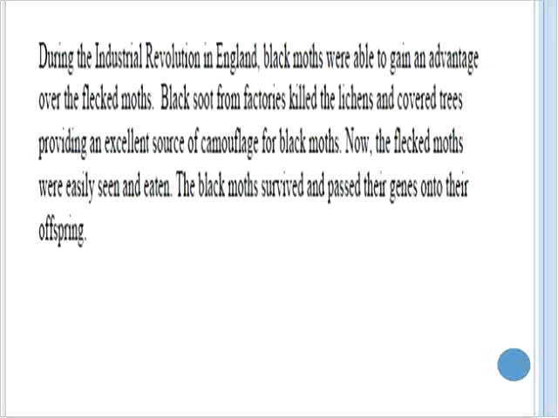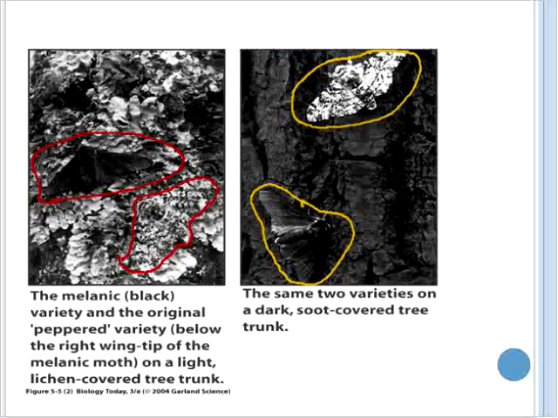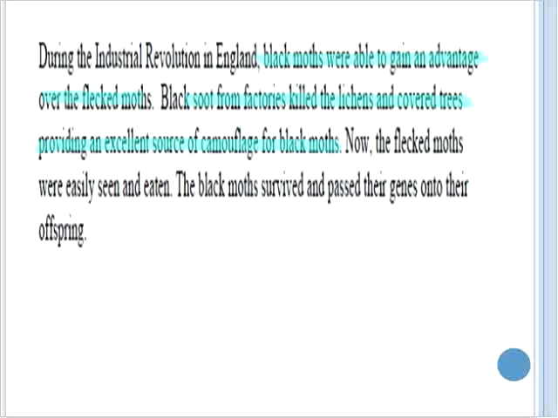When the Industrial Revolution struck in England, black moths were able to gain an advantage over the flecked. Soot from factories killed the lichens and covered trees, providing an excellent source of camouflage for the black moth. Now, under these circumstances, as illustrated on the right, the flecked moths were easily seen and subsequently eaten. The black moths survived and passed on their genes onto their offspring.